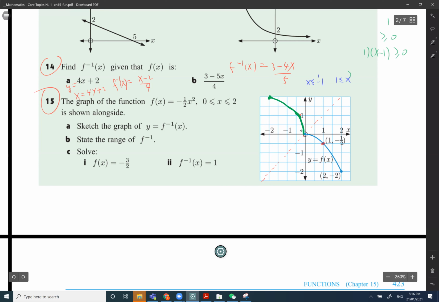Why does mine look different? Oh, I sketched a wrong point. Negative half and 1 is here. That's why mine looks different. Roughly. Reflection. The range. Range of F inverse.